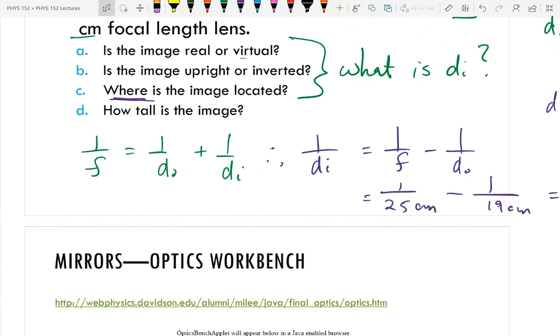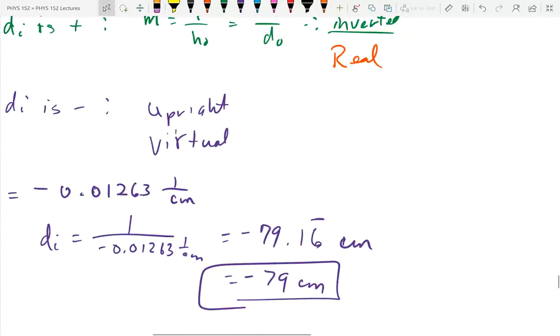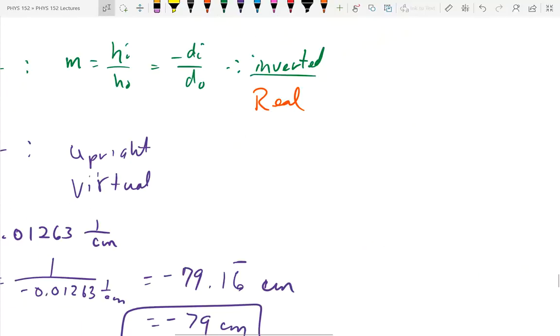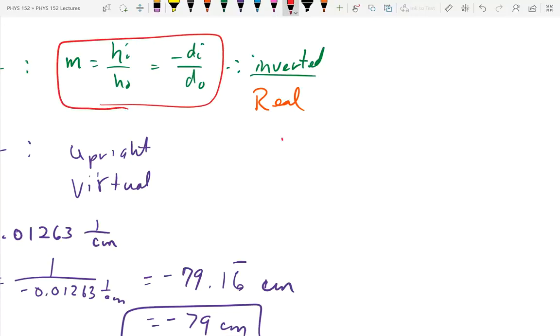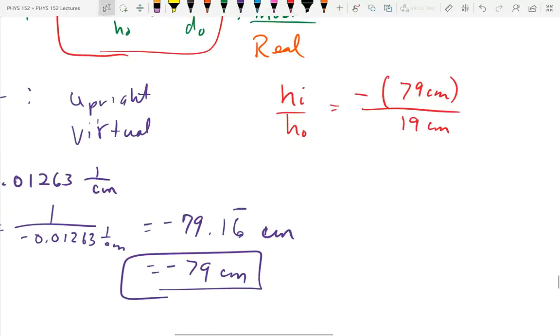Then I have how tall is the image? Well, how do I find how tall it is? I'll just come back to this. Height of the image over height of the object is equal to minus 79 centimeters, my distance image, over 19 centimeters, my object distance. The height of the object was 3 centimeters, so I'll put it there.